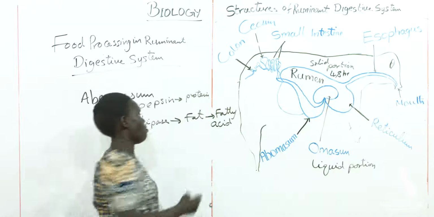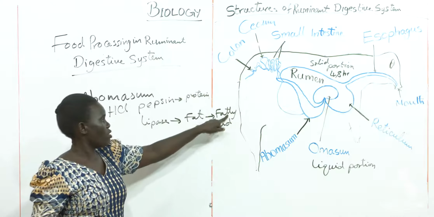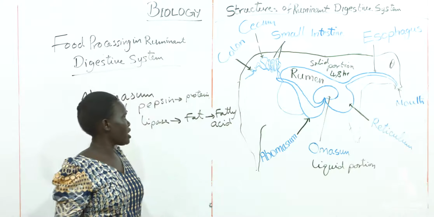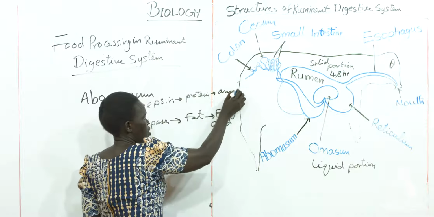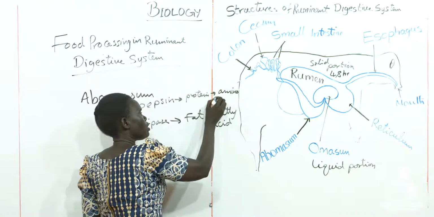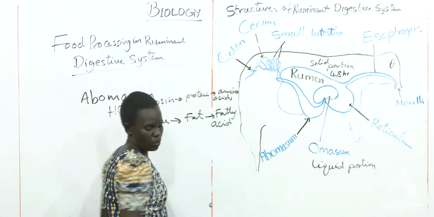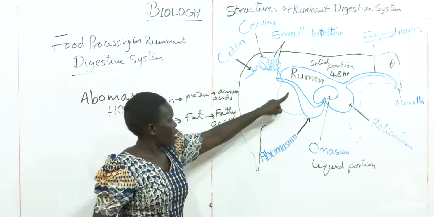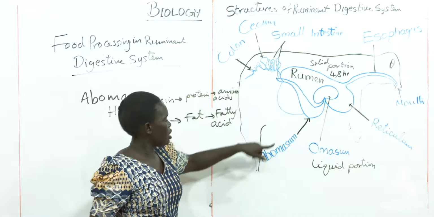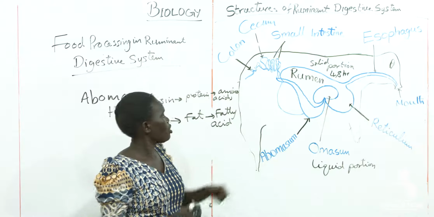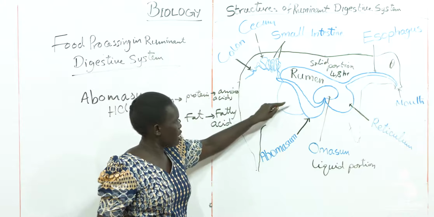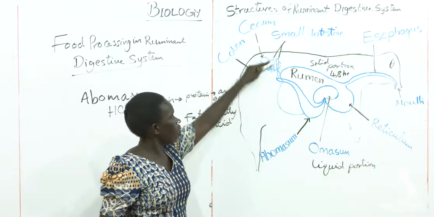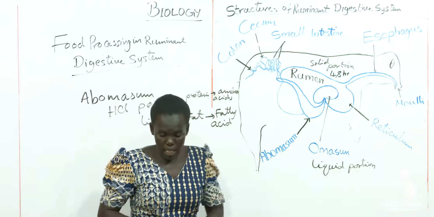This is the form of fat that can be absorbed by the cell, fatty acid, and this should be amino acid. This is the building block of protein. That means this stomach is preparing the food for absorption in the small intestine, because the food from this stomach now will move to the small intestine.